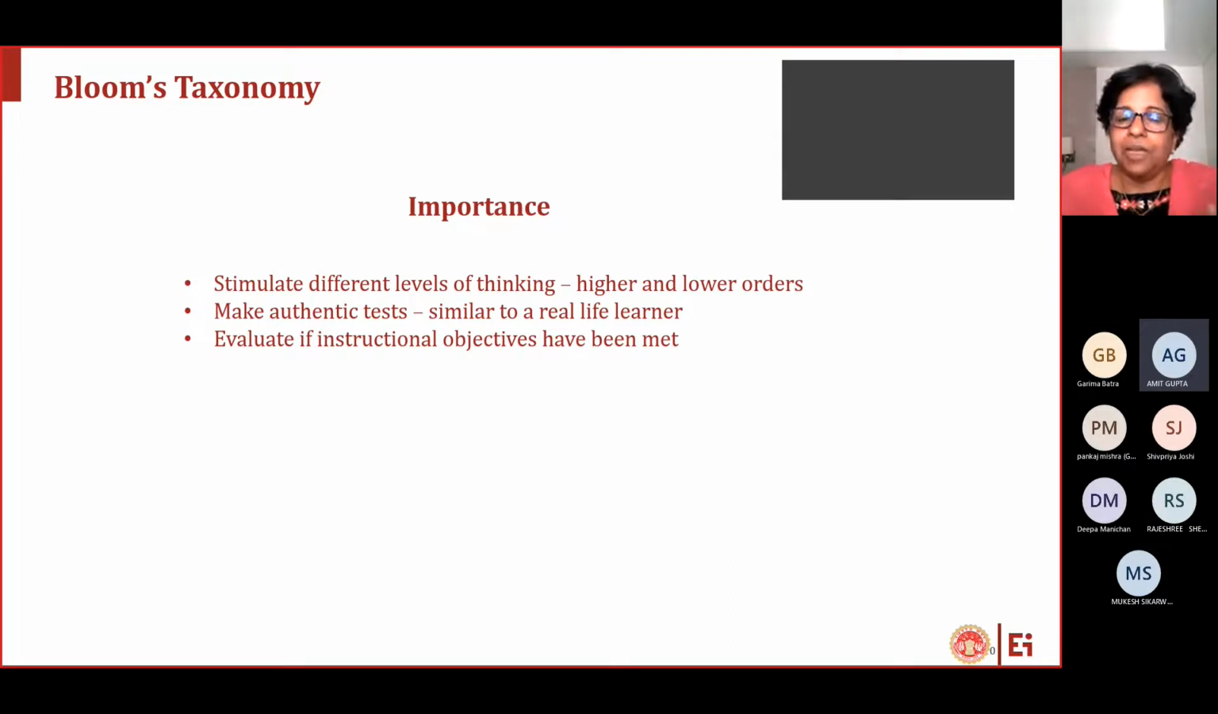Yeah. So now we will be reviewing questions. When we review questions, we can also check whether it is an authentic question or not. So many of the questions are very academic in nature.